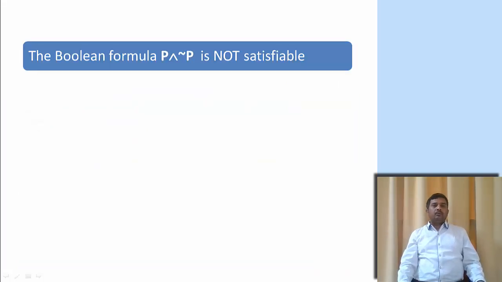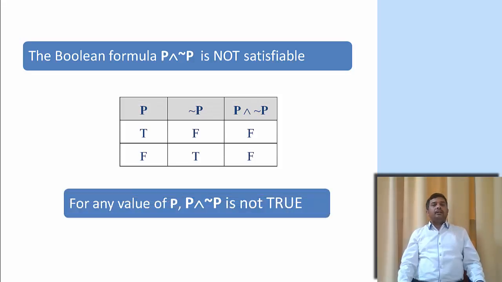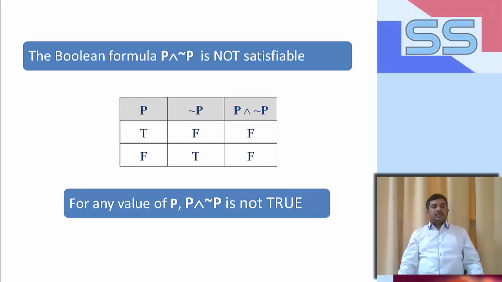Similarly, let us check one more formula, P and negation of P. We are saying that it is not satisfiable because for none of the values of P does it become true, because it is a fallacy. For P and negation of P, for any combination, it is not giving me the output as true.